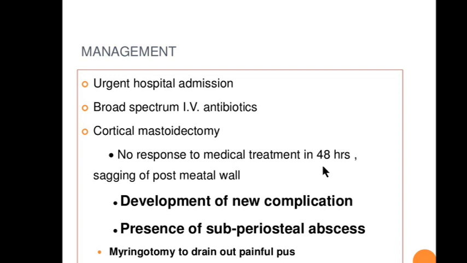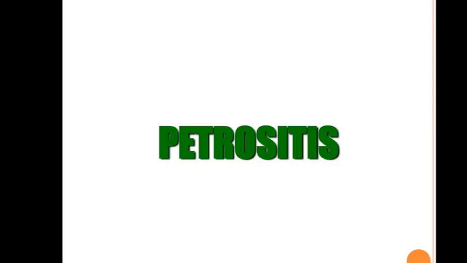And what will happen if the patient is not responding, or you have not admitted, or you have not given the treatment? What will happen? New complications will occur. Subperiosteal abscess, which I just told you, it will go everywhere. And incision drainage of subperiosteal abscess is very important. What happens if the patient comes with acute pus in the ear? You have to do an incision drainage over the mastoid region to drain out the pus. Okay. Now coming to the complications.